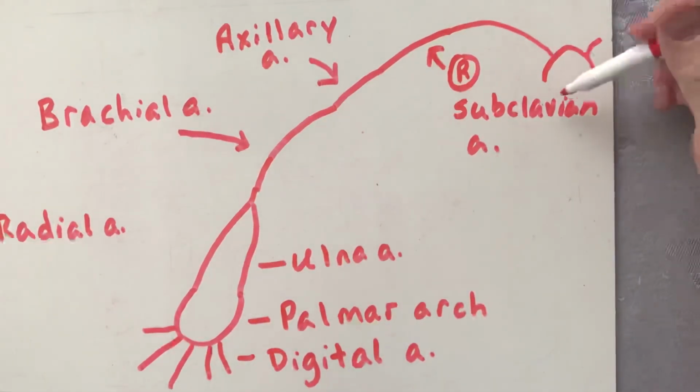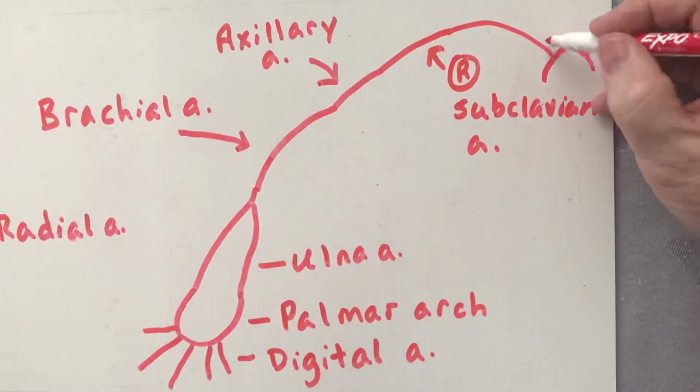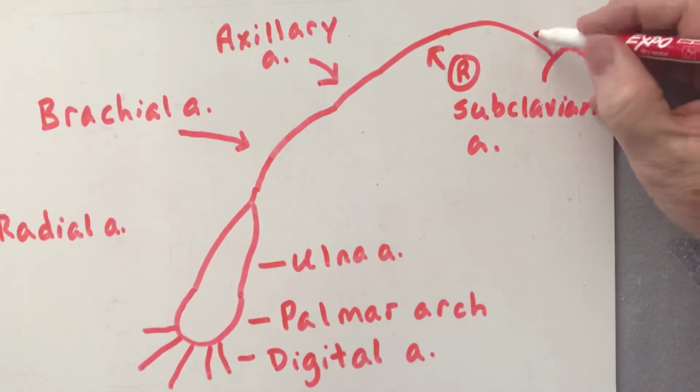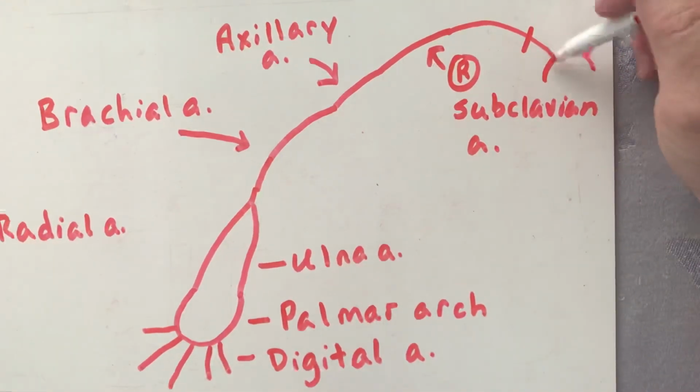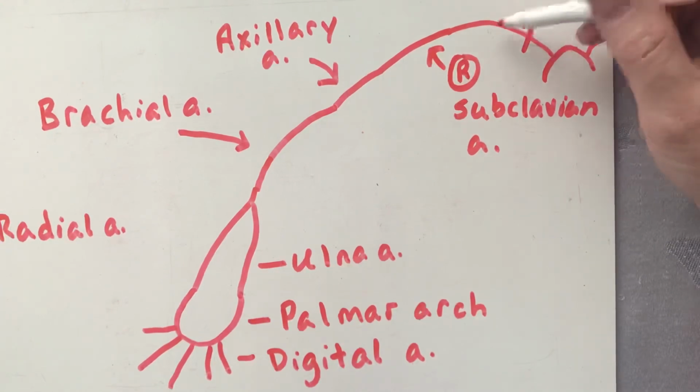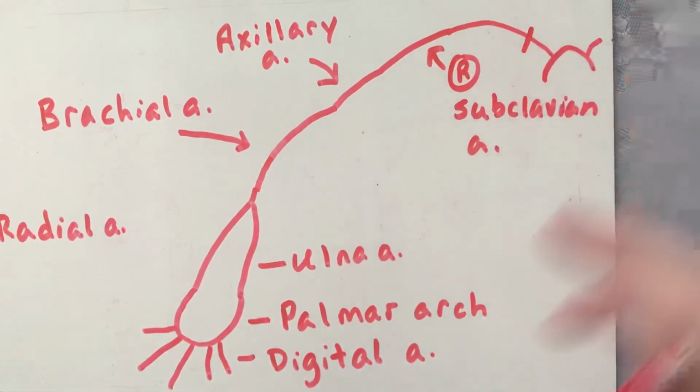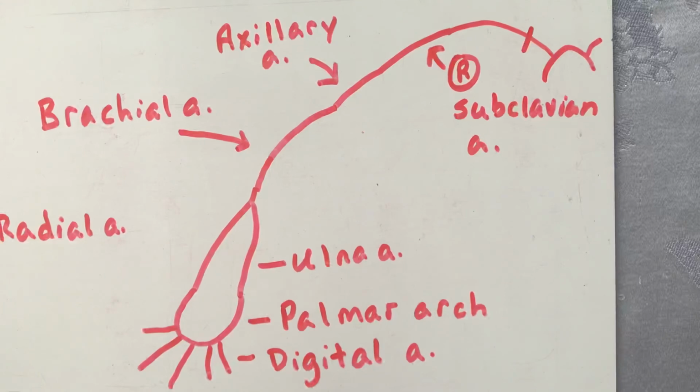Okay, it's going to be exactly the same on the left-hand side. The only difference is my subclavian came off the brachiocephalic trunk, or brachiocephalic artery, and then it became the right subclavian. And that's the arteries of the arm, or the upper limb.